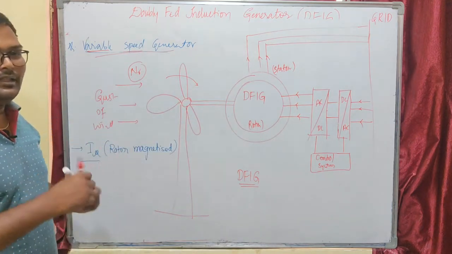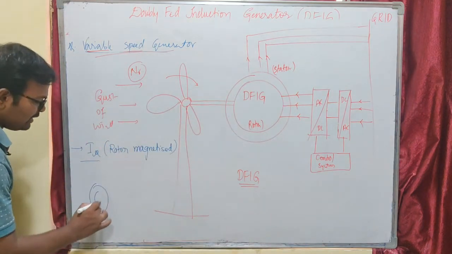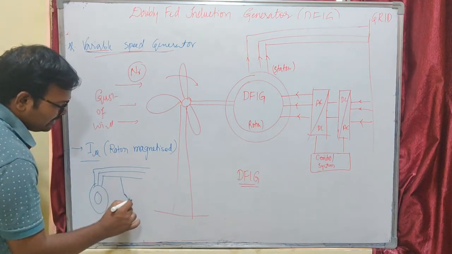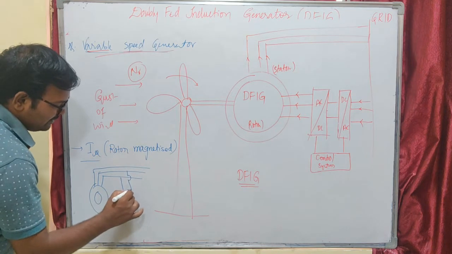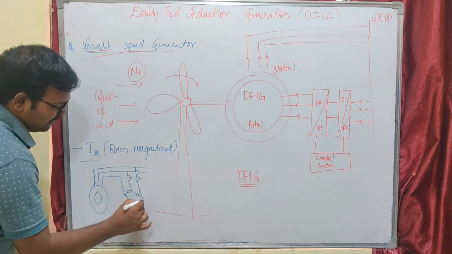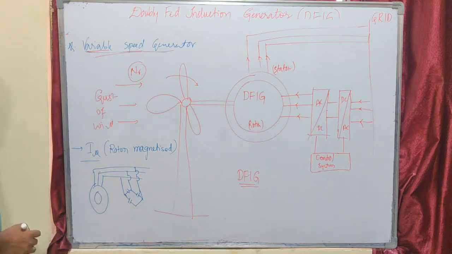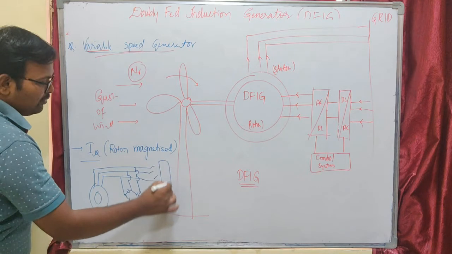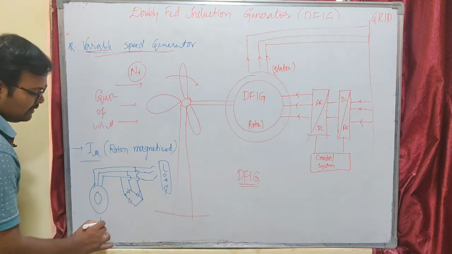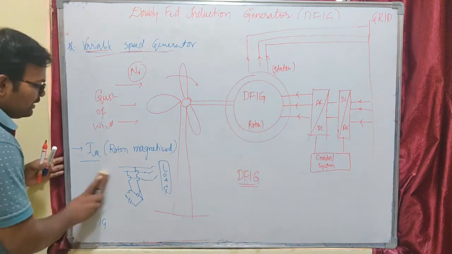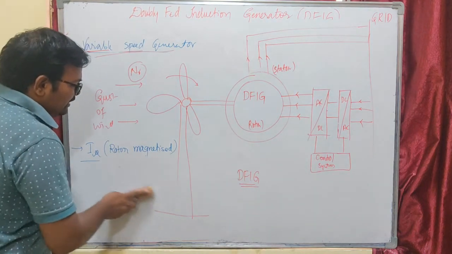In an isolated induction generator, the generator is supplied with a delta connected capacitor bank. You have already seen that, right? This capacitor bank will supply reactive power to the load as well as your induction generator. So this is the isolated machine. In a grid connected induction generator, the reactive power will be supplied by the grid itself.